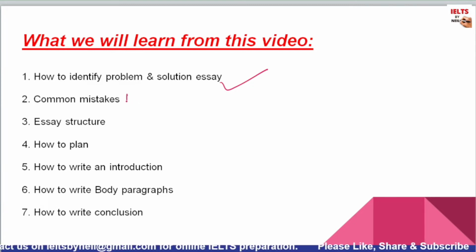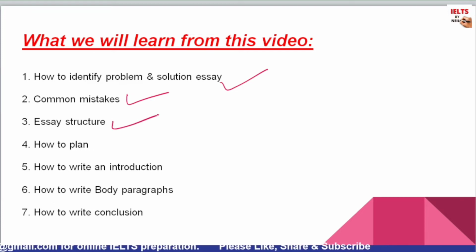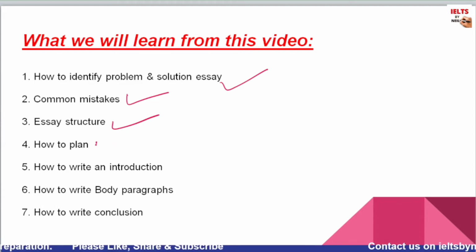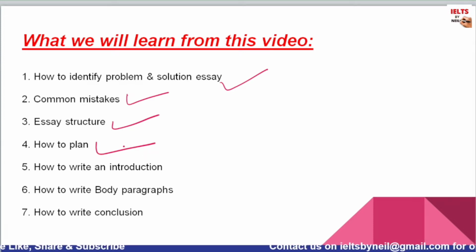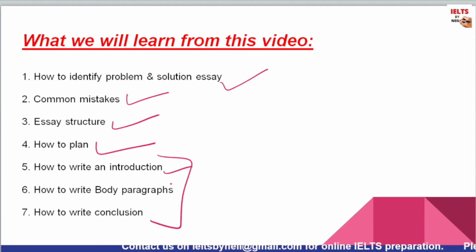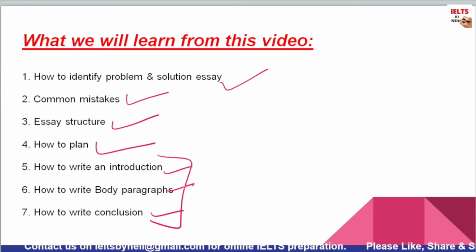After that, we will see what the common mistakes are that students make while doing this essay, and we will learn what the structure looks like, and also we will do planning of the essay: what we have to write, what points we have to include, and what points we don't have to include. Okay, and after that we will do an example by writing the introduction, body paragraphs and conclusion. So by the end of the video you will have no question about problem and solutions type of essays.